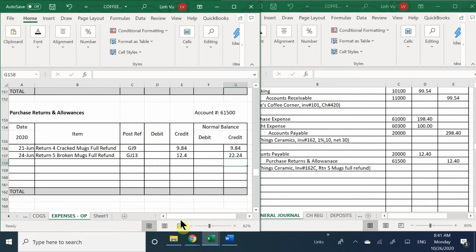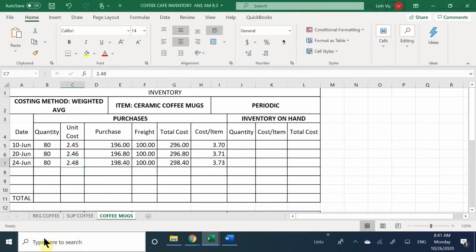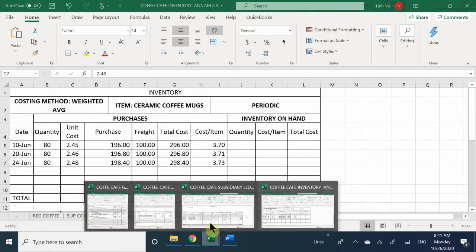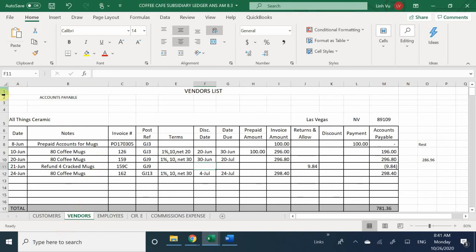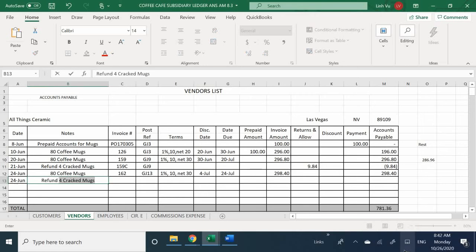Then we go to the subsidiary ledger, and we go to All Things Ceramic. I put the date, refund for broken mugs. Invoice 162C. GJ 13. Terms 1%, 10 net 30. In this case, because it's a return, it's not a bill, we don't need to fill that part in. Do we need to do the discount date? Nope. Or the due date? No, because this is not a bill.